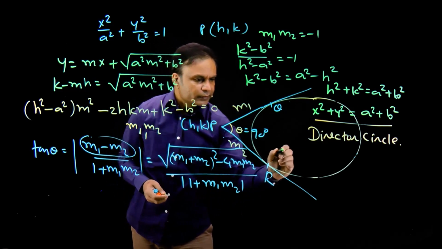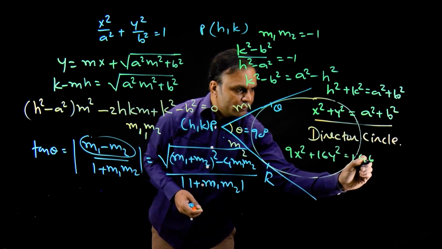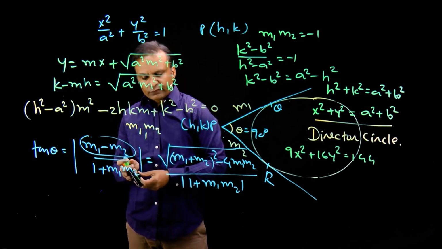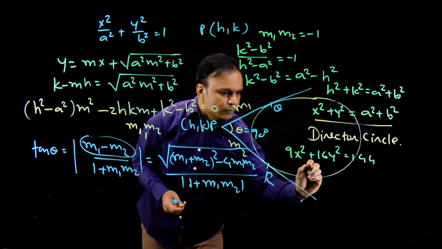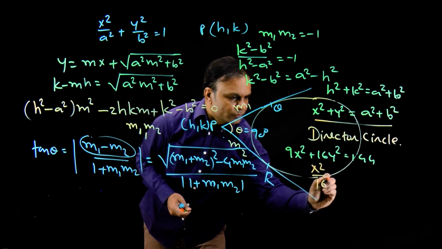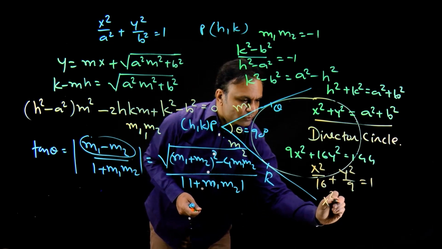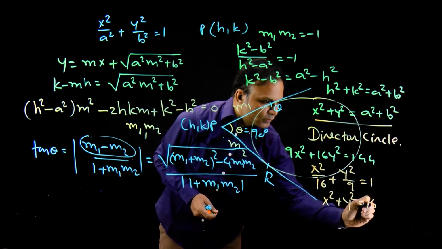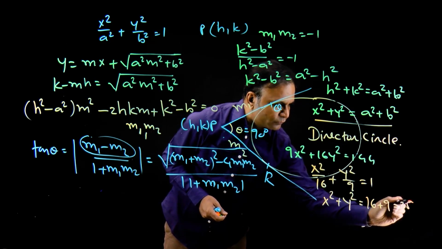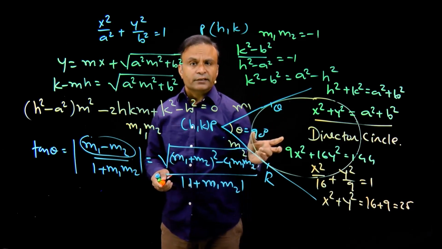So if I consider the ellipse 9x square plus 16y square is equal to 144, what will be the equation of the director circle? I will get this equation in standard form, that is x square upon 16 plus y square upon 9 is equal to 1. So the equation of the director circle will be x square plus y square is equal to 16 plus 9 is equal to 25. We had the director circle in the circle chapter.